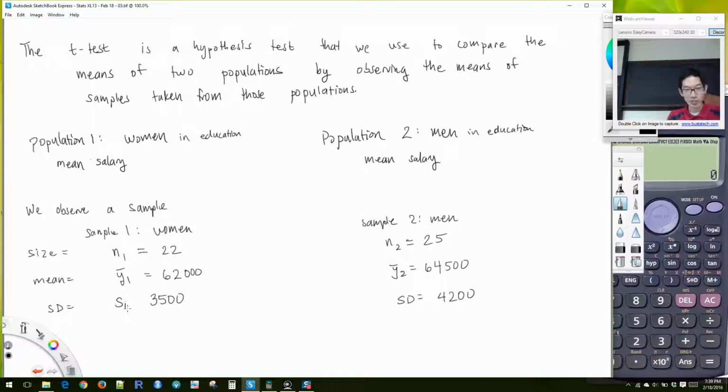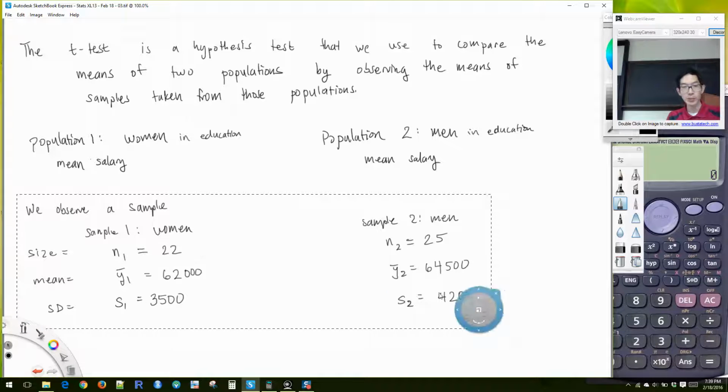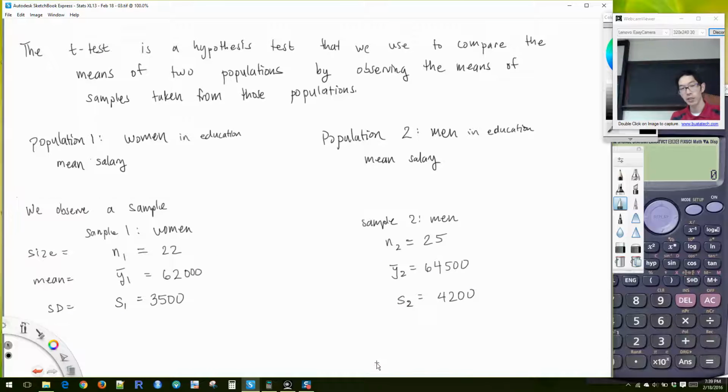Oh, and I'm sorry. This is S1 because it's the standard deviation of sample 1, and this is S2, the standard deviation of sample 2. Okay. So these will be our values. And so what we see is that in our samples, we have different sample means. Well, if our samples have different sample means, does that mean the populations have different means?